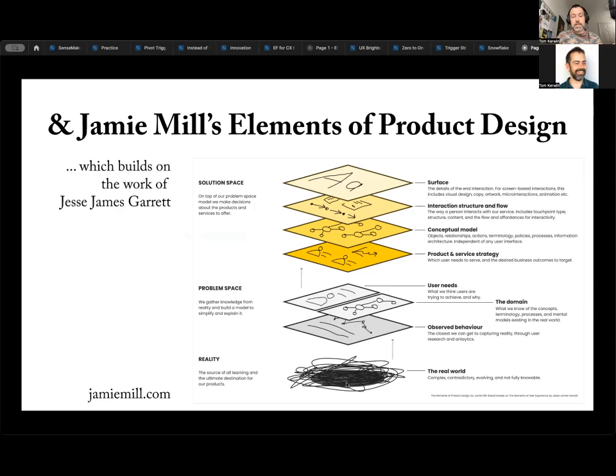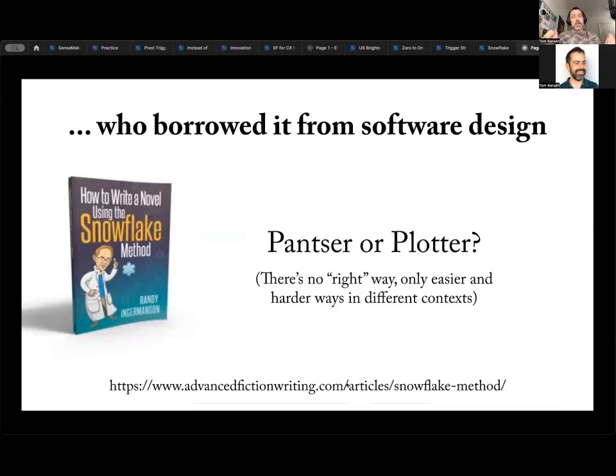So going back to the fiction writing example, one of the fundamental insights that I think this guy, Randy Ingermanson, had is that classically, there's a couple of really common ways that people write novels, the pantser and the plotter.